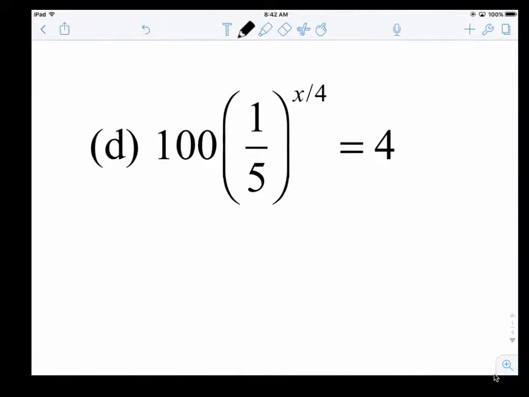All right, now we have D. I have 100 times 1 over 5 to the x is equal to 4. Is there really any base that they all have in common? No, right? So I'm going to have to do a little bit more algebra.